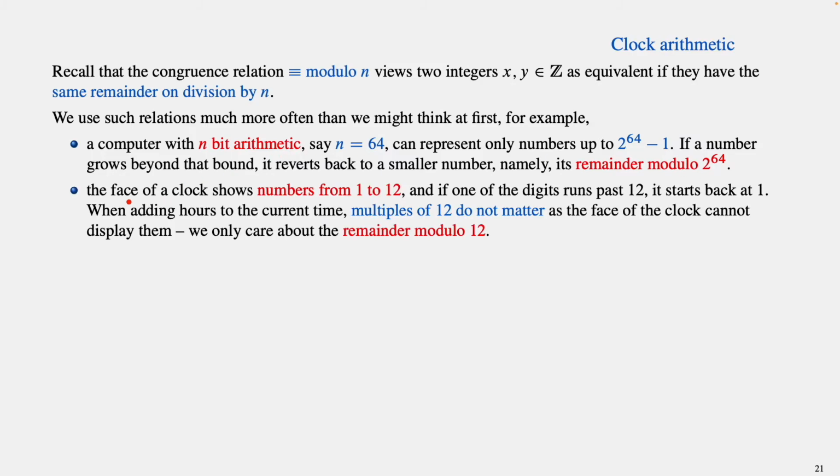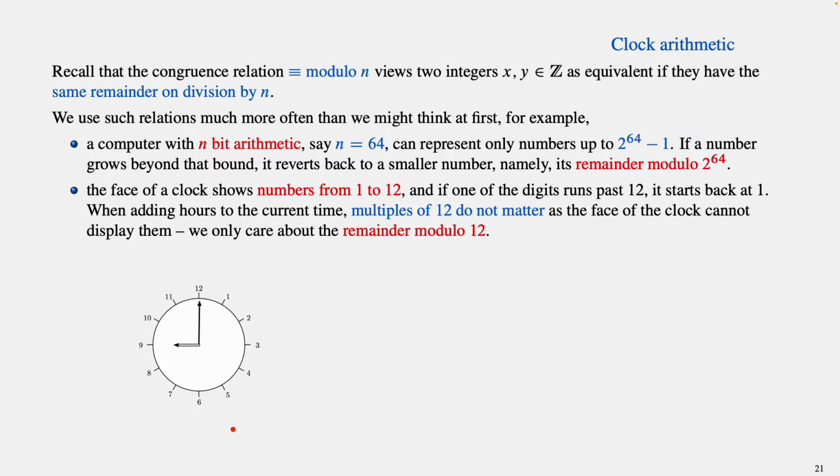Or a simpler example is the phase of a clock, which shows the numbers from 1 to 12. And if one of the digits runs past 12, then it starts back at 1. So when adding hours to the current time, multiples of 12 don't matter, because the clock has no way of displaying them. We can only care about the remainder modulo 12, because that's all the clock can display.